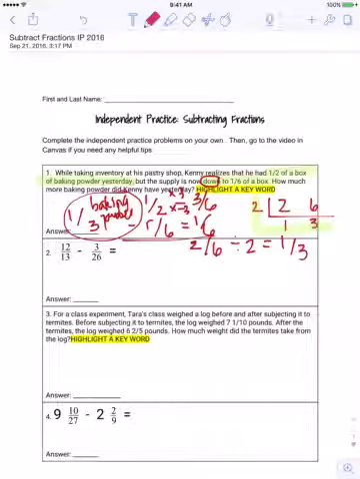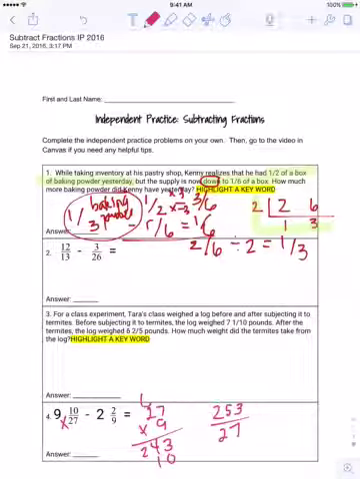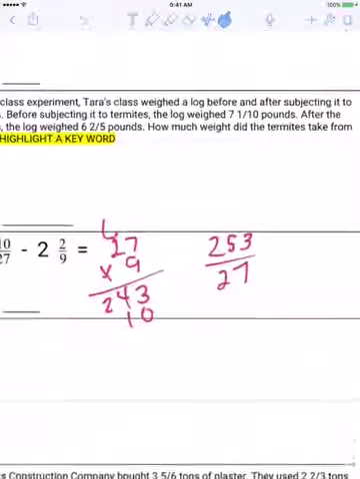So I'm going to change these, which is going to be a little difficult for 9 and 10/27ths. It's not completely necessary, but I just want to use my strategy. So I'm going to make 9 times 27. I'm going to do that math and get 243. Add my 10 in and get 253. Keep the denominator 27.